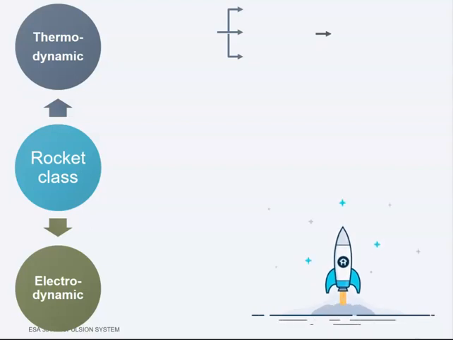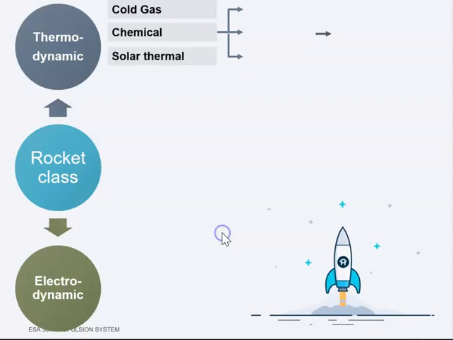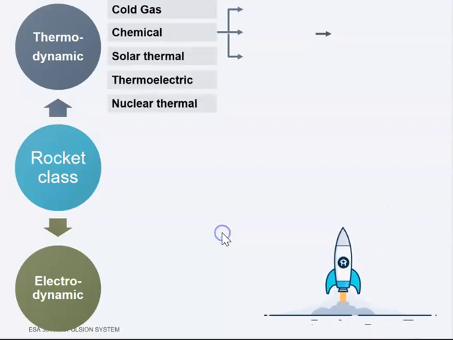So there are two rocket classes, one is thermodynamic, another one is electrodynamic. On the thermodynamic side, we have cold gas, chemical, solar thermal, thermoelectric, and nuclear thermal. While electrodynamic, we have ion thruster and plasma thruster.